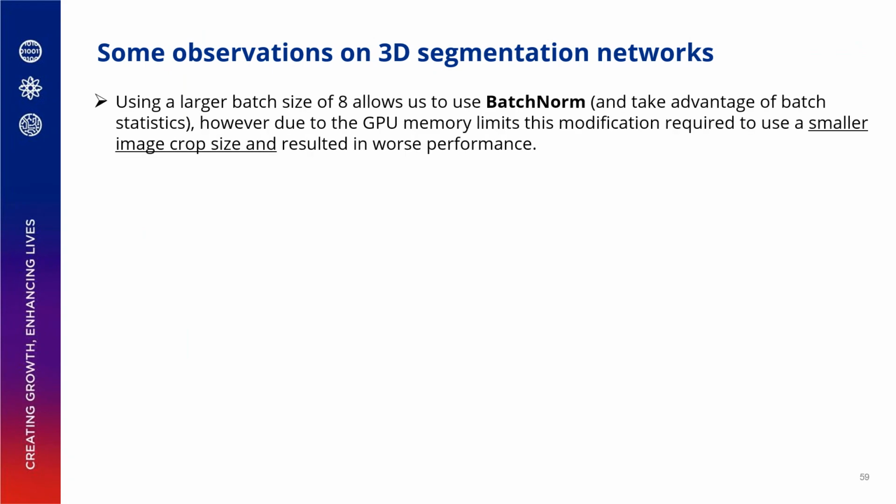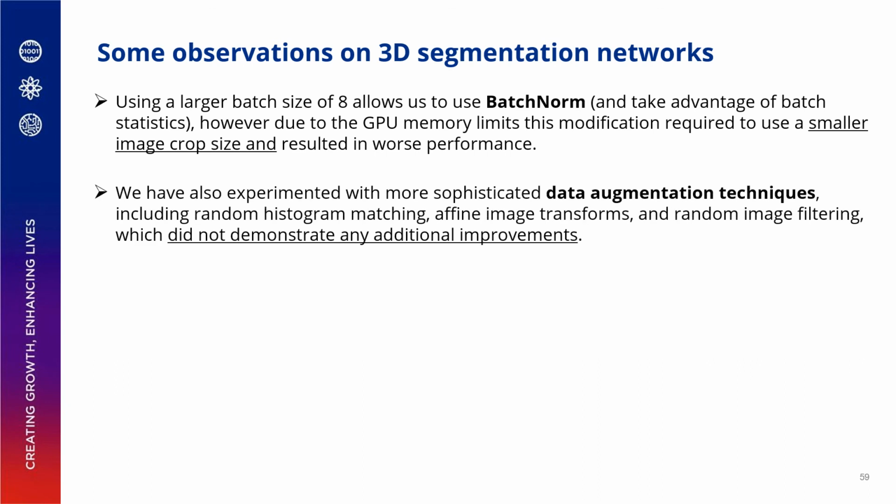So now to recap, these are some of the observations we had for 3D segmentation networks based on our experimentation so far on voxelized data. Using a batch size of 8 or more allows us to use batch normalization and take advantage of the batch statistics. However, the problem becomes that due to limited GPU memory, we may have to take a look at a smaller size rather than the entire resolution. So basically, there are pros and cons of using a higher batch size.